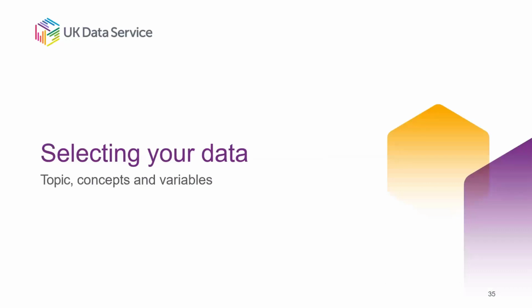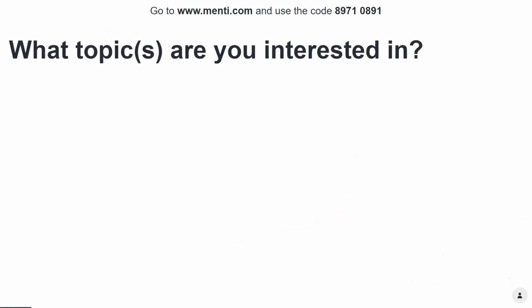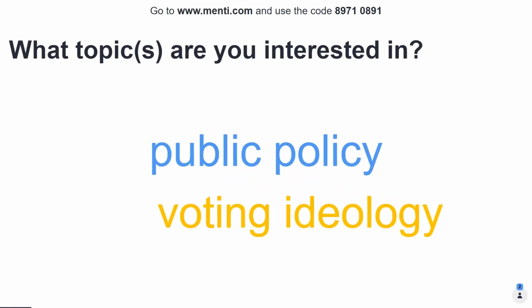So we'll start with selecting your data. I just want to run another quick Mentimeter poll to have an idea of what kind of topics you're all interested in for your dissertation. I'll just repop the Mentimeter poll up on the screen. Again, some of you might already know your topic, or even if you don't, just any general thoughts, ideas, suggestions that you're interested in. I'll give 30 seconds or so and we can see what everyone's interested in.